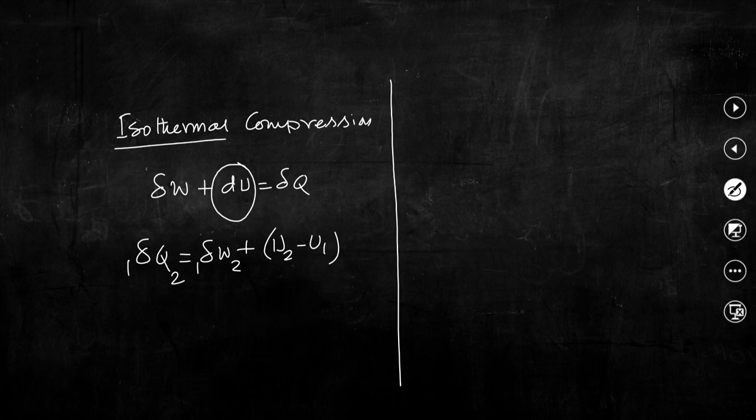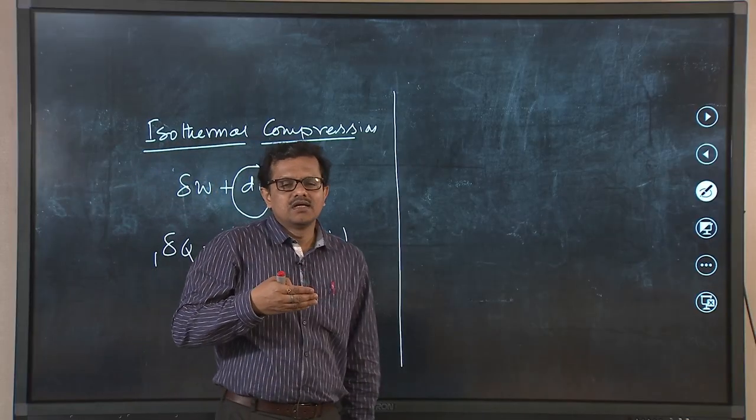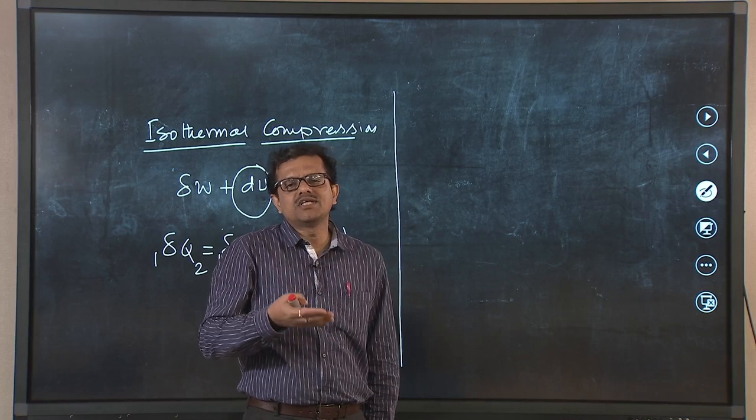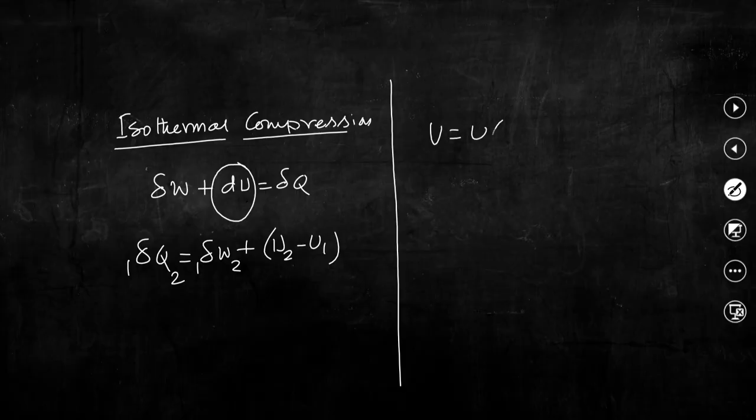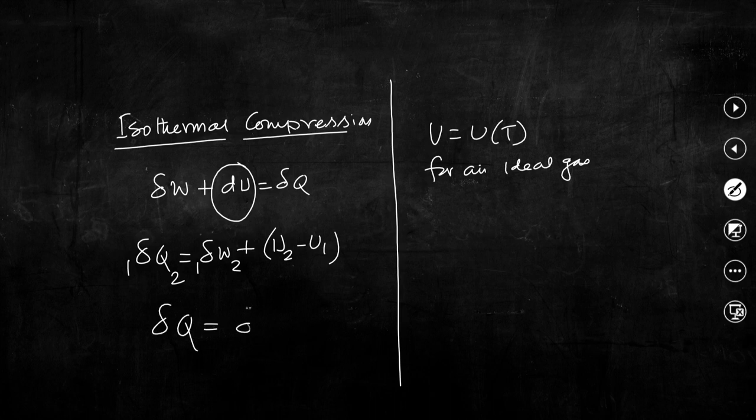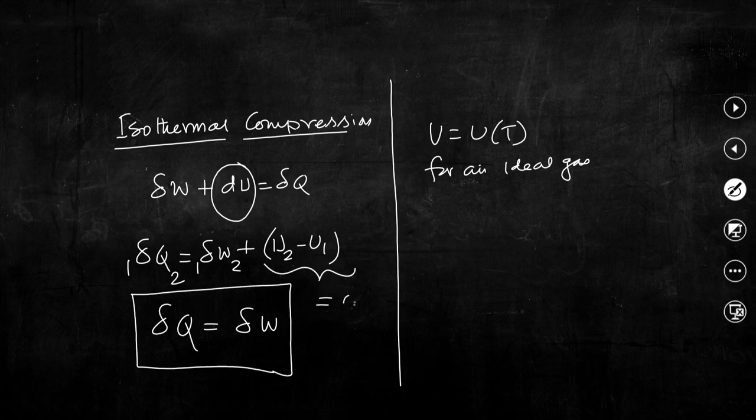The process is isothermal compression, so we are not allowing the temperature to increase during the compression process of the working fluid. So, U is a function of temperature only for an ideal gas, and we can see that the temperature remains constant during the compression process. Hence, we can write del Q equal to del W. What does it mean? Because del U equals 0 for reversible isothermal compression, right.